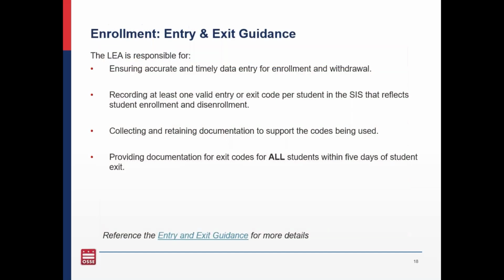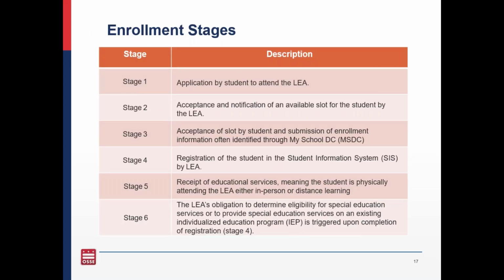So prior to the start of school, the parent will, through My School DC, go through the lottery process. Now, typically we don't really talk about stage 3 enrollment. However, because some of our data systems are now displaying stage 3 enrollment, I just wanted to highlight that stage 3 enrollment is the acceptance of the slot by the student. It is not the student physically attending the school or the pre-registration that we typically refer to.